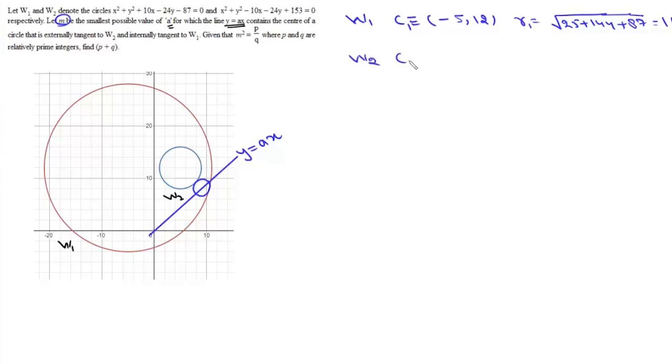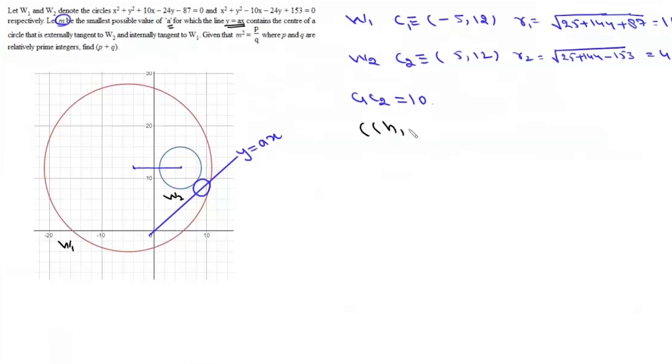And for this second circle, center is at 5, 12, and its radius will be the square root of 25 plus 144 minus 153. So there'll be 169 minus 153, which is simply 4. And if we look at C1, C2, C1, C2 is simply 10. Now suppose center of this required circle is H, AH, and its radius is R.